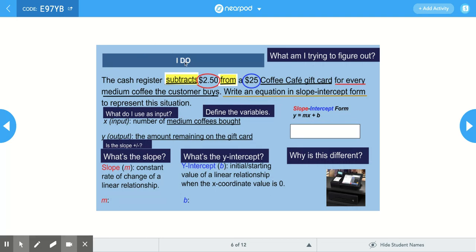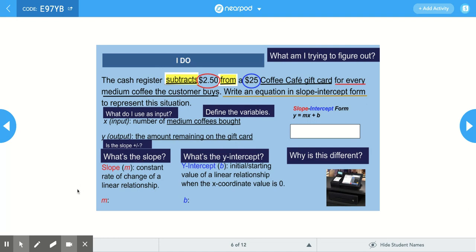This next I Do says the cash register subtracts $2.50 from a $25 coffee cafe gift card for every medium coffee the customer buys. Write an equation in slope-intercept form to represent the situation. First we have to define our variables by figuring out what is our input, what is our output, or what is our x value and what is our y value. In this case, our independent variable is the number of medium coffees bought, and our dependent variable is the amount remaining on the gift card, because the amount remaining on the gift card depends on how many coffees were purchased.